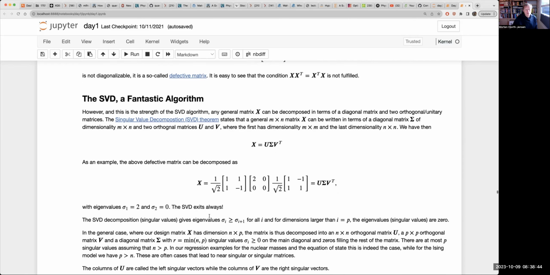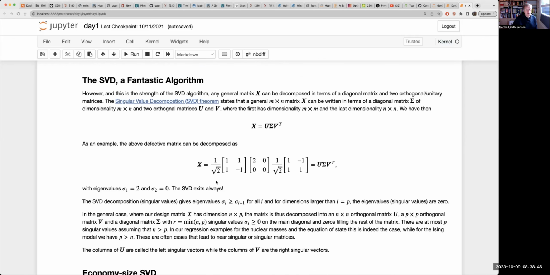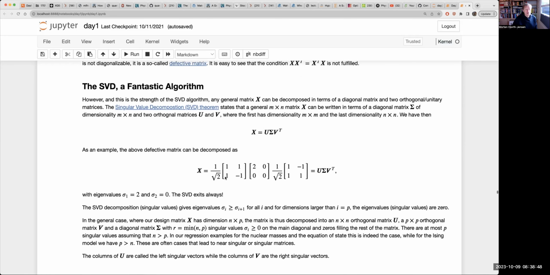Now, what I wanted to do is use the singular value decomposition to make a further analysis of ordinary least squares. And then we are going to introduce ridge regression, and we can use the same type of analysis to understand what ridge regression is actually doing for us.